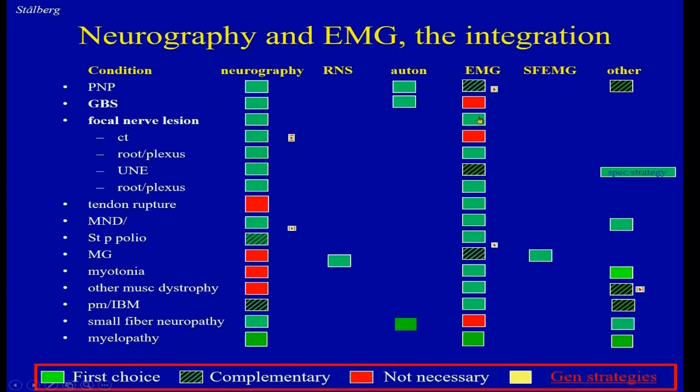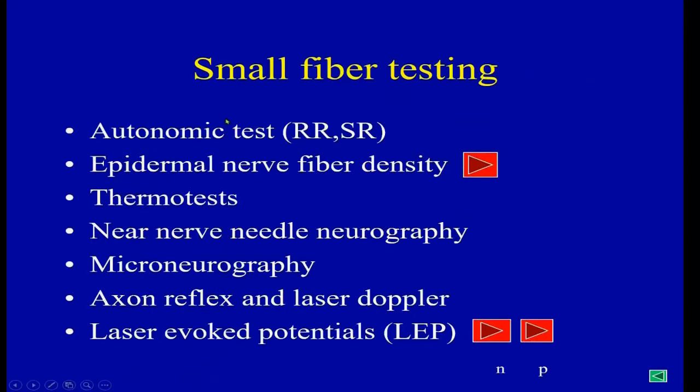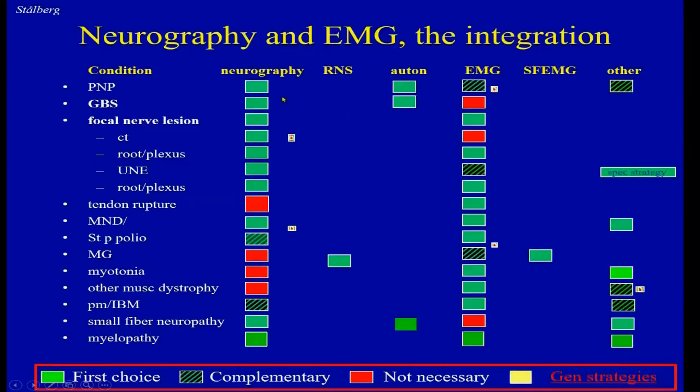Another method is for small fiber testing, where we are usually not that excellent as for large fibers. Autonomic testing, I mentioned, epidermal nerve fiber testing after a skin biopsy. Thermotests are available in many EMG laboratories that are useful. And then we have some other more special methods. So that is about polyneuropathy.